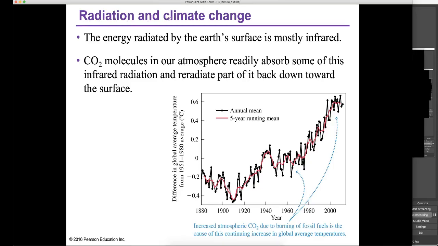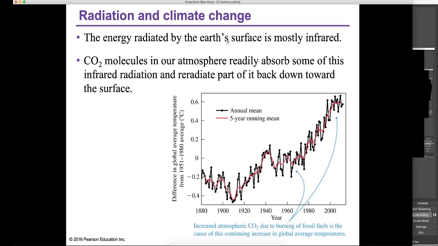Okay, radiation and climate change. The energy radiated by the Earth's surface is mostly infrared, because the Earth has a temperature, so it is emitting infrared. That type of radiation transfers heat into space.